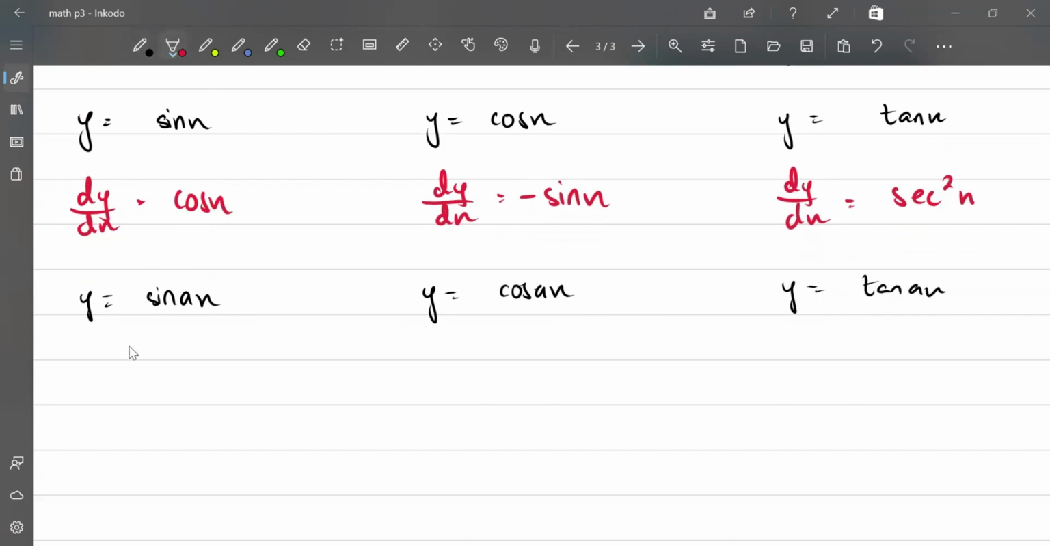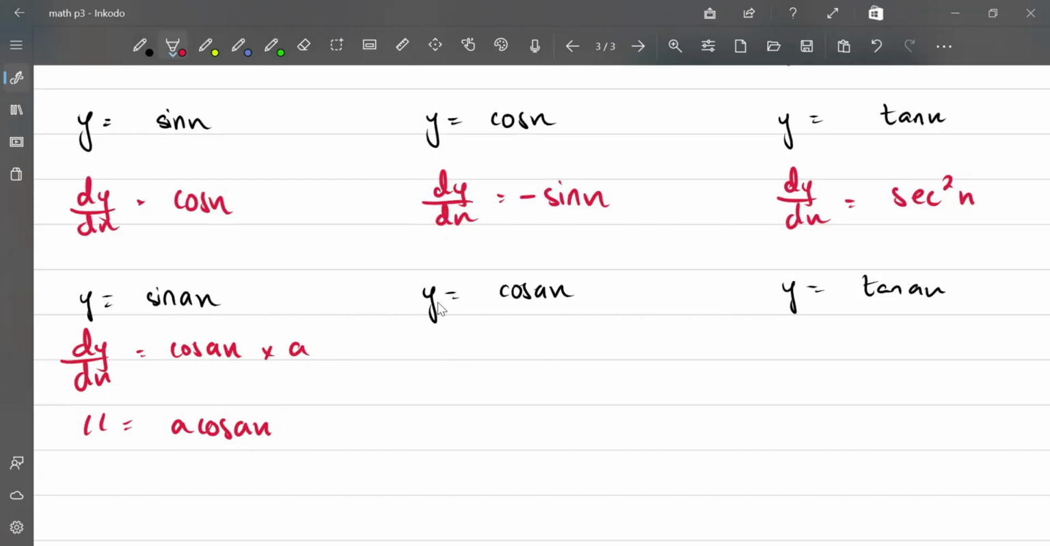So the differential is going to be dy over dx is equal to sine, the differential of sine x is cos x, cos ax into differential of this, which is a. All right, so it's going to be a cos ax.